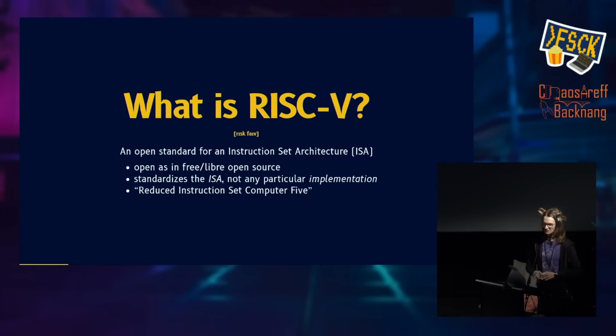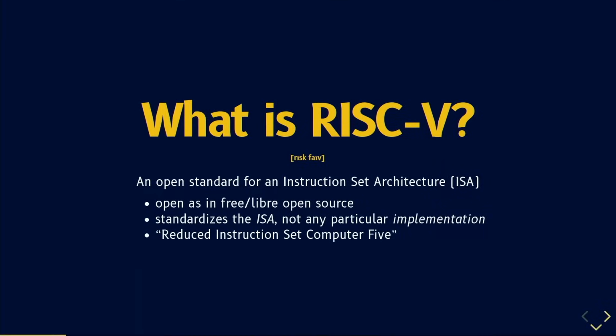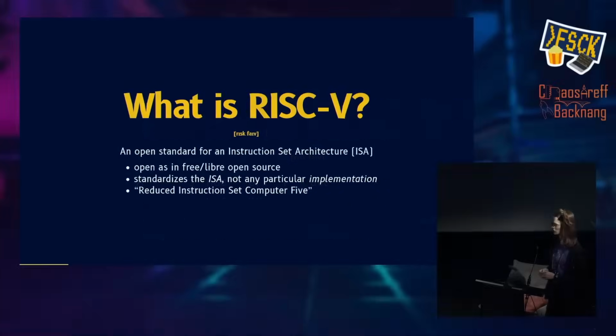So RISC-V, always pronounced like this, is an open standard for an instruction set architecture. Open as in freely open source, you can do whatever you want with it. The exact license, I'm not actually sure, but it's very much like BSD, so you can do anything as long as you don't use the name RISC-V for anything that's not officially associated with it. It standardizes the instruction set architecture, which is not the implementation or the microarchitecture.